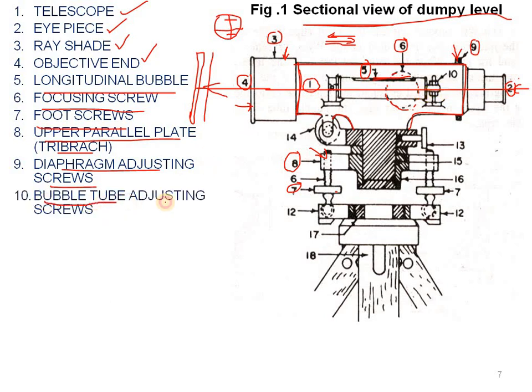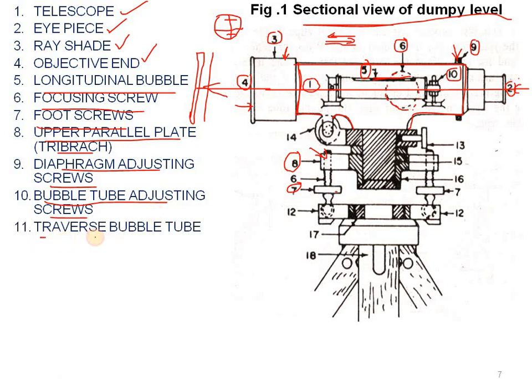And the 10th one is bubble tube adjusting screws. So we can see here the 10th number. So this is the bubble tube adjusting. With these screws the bubble tube will be fixed properly, so that when it is loose or damaged, we can open it with these screws, or we can repair it with the help of these bubble tube adjusting screws.